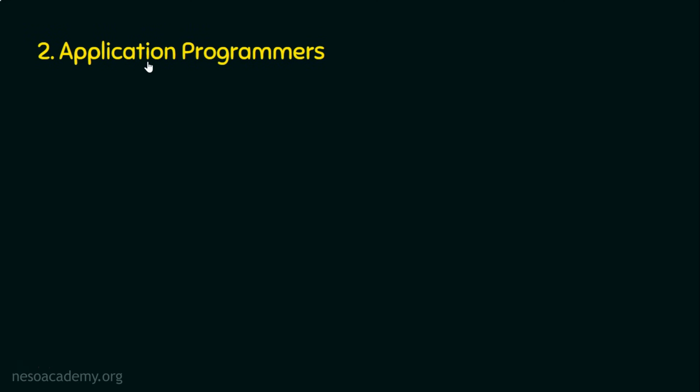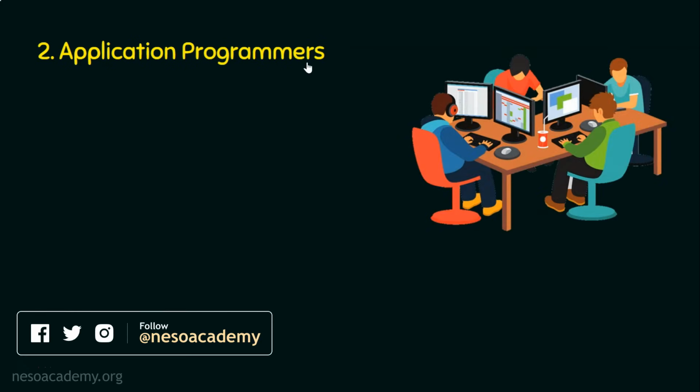Let's now move on to the second type of users, the application programmers. We know naive users are going to use or invoke the application programs that were already written. Who has written those application programs? The application programmers, the software developers, right? So these software developers or application programmers are computer professionals and they are specialized in development of the software.